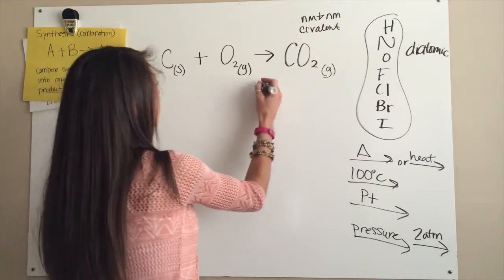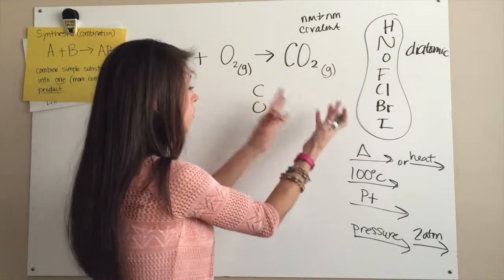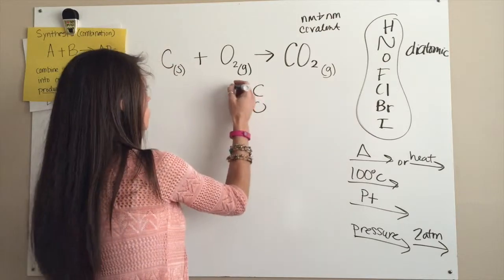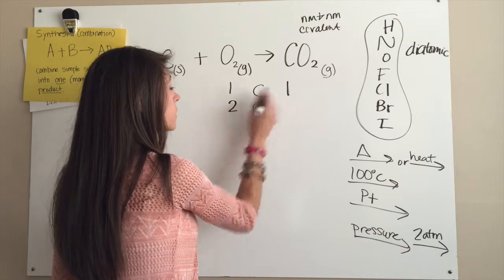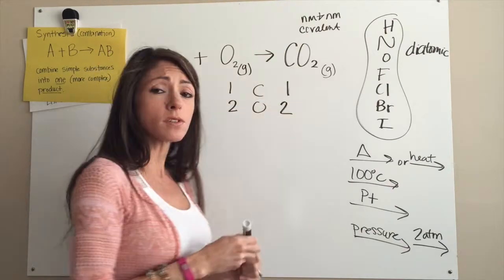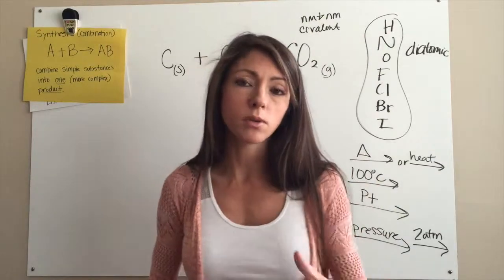So you can see here, if I was going to list the elements that are involved, I've got carbon and oxygen here and carbon and oxygen here. Carbon is right here. I have one, and then I have one over here. I've got 2 oxygens here and then 2 oxygens here. So this is what we call a balanced chemical equation. There is equal mass on both sides of the reaction.